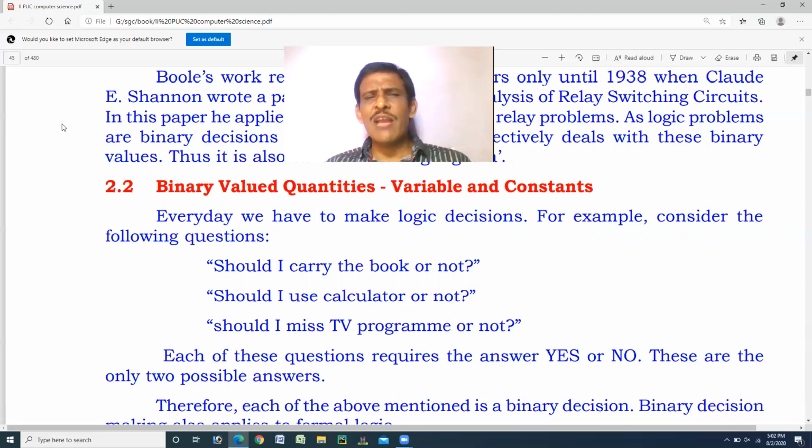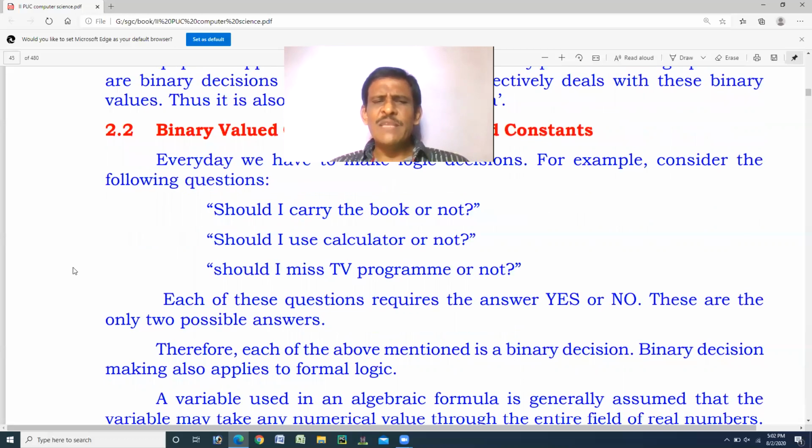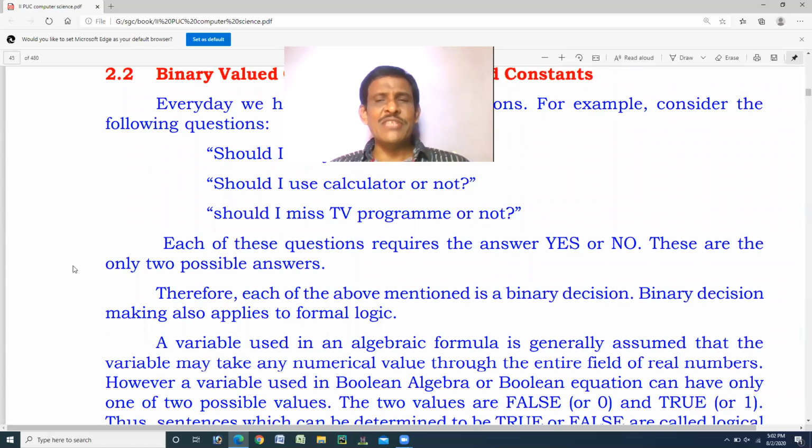Should I carry the book or not? The answer is either yes or no. Shall I use the calculator or not? Again yes or no. Shall I miss the TV program or not? Again yes or no. So all three questions have answers that are either yes or no. Therefore, each of the above is a binary decision. Binary decision making also applies to formal logic. Binary means only 1 or 0, high or low, true or false, yes or no. These are the binary valued quantities.